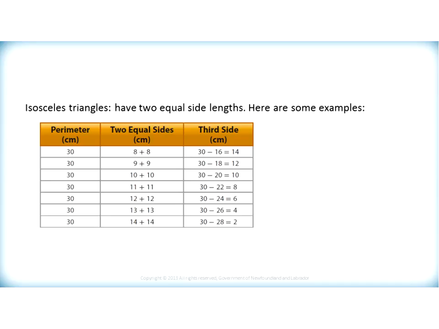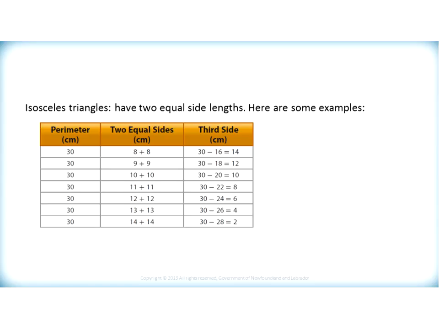So you can see here that if we have a perimeter of 30 centimeters, we have 2 equal side lengths, well, we can have a side length of 8 and 8 for our 2 equal side lengths, which means that our third side would be 30 minus 16, because 8 plus 8 is 16. 30 minus 16 would be 14. So my side lengths would be 8 and 8 and 14, which will add together to give you 30.